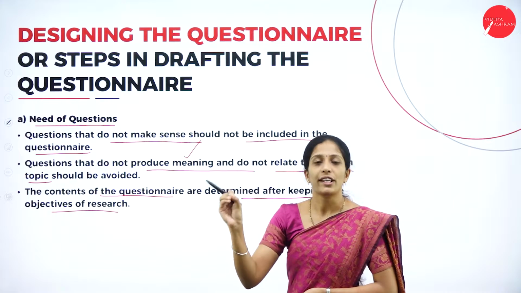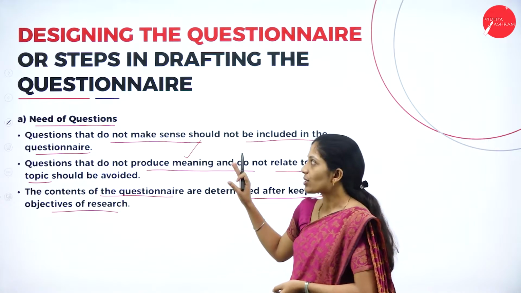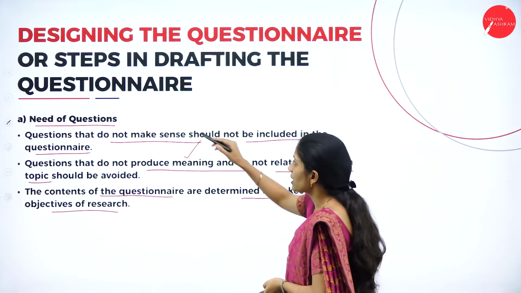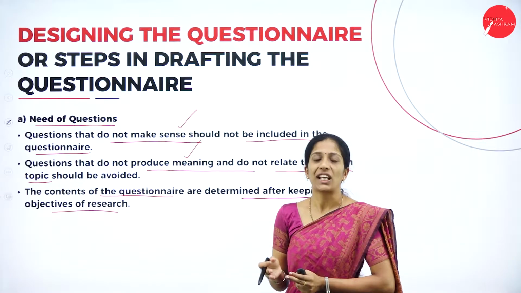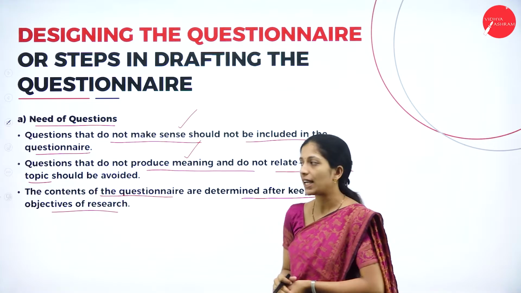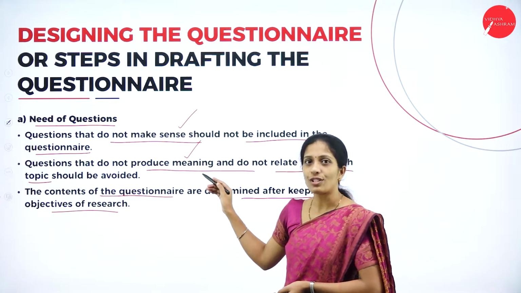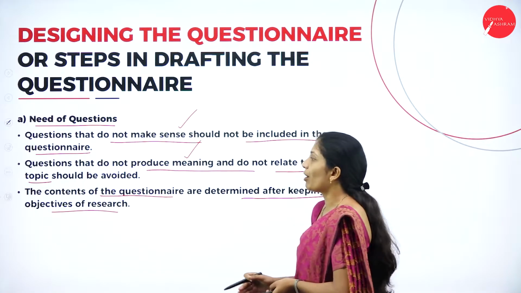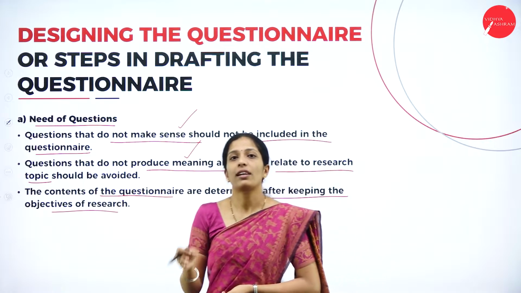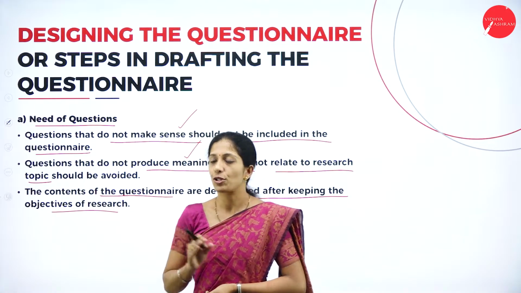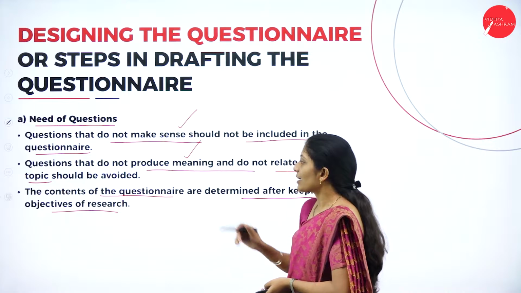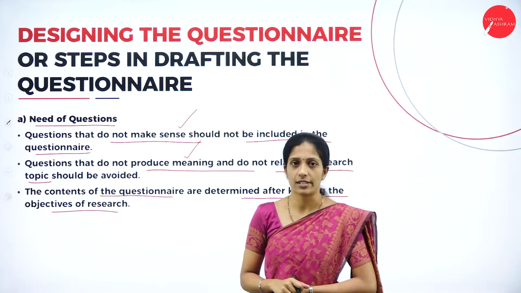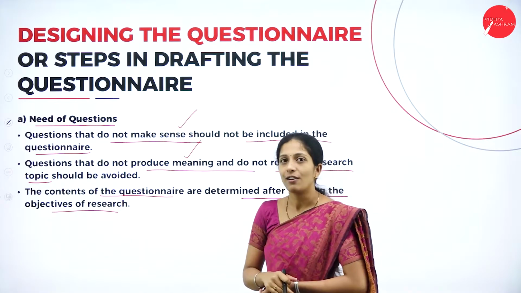So it should be according to the objectives of research. Such type of questions should be decided. So under need of question, the first thing is that if the question is not making any sense, such type of question should be ignored, and it should produce a meaningful answer to the particular problem. At the same time, unwanted questions which are not related to that particular topic have to be ignored. Next, the contents of the questionnaire should be determined according to the objectives of the research activity. So this will be the first point.